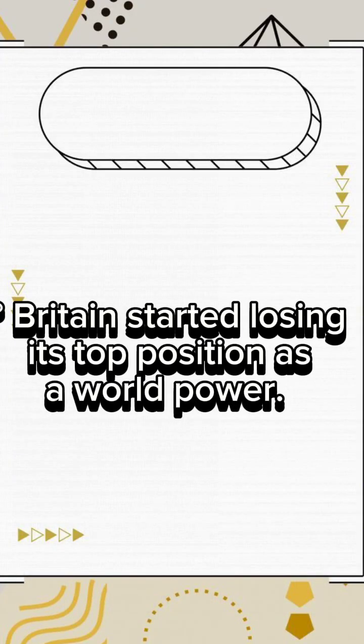Britain started losing its top position as a world power. Alright, Britain was known as the most powerful country, a strong country, a wealthy country, but it started losing its top position. Its position as the most powerful country started to weaken, especially when the US became stronger. But this decline didn't become very obvious until World War II.